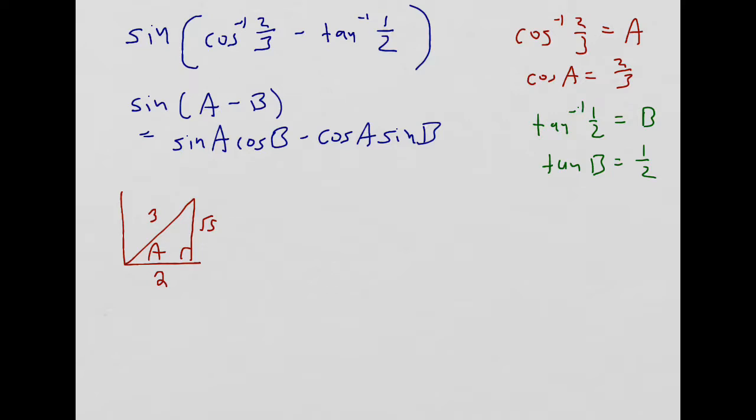Similarly for B, we'll draw out that angle as well, also in quadrant 1. This is angle B. We know that the tangent of B is 1/2. Remember, tangent is opposite over adjacent, or y over x. So this is the y value, and this is the x value. Using the Pythagorean theorem again, we get the hypotenuse: 4 plus 1 is equal to 5, so radical 5 for the hypotenuse.